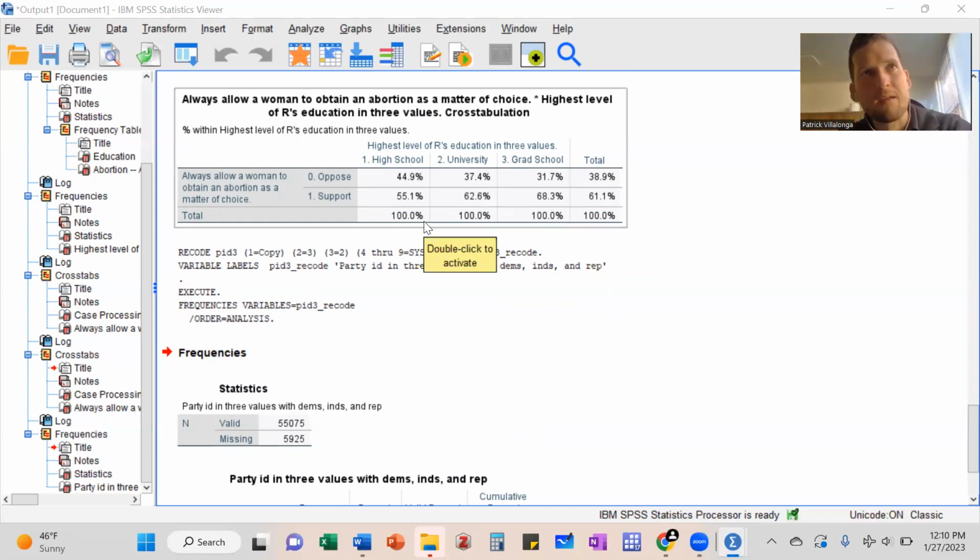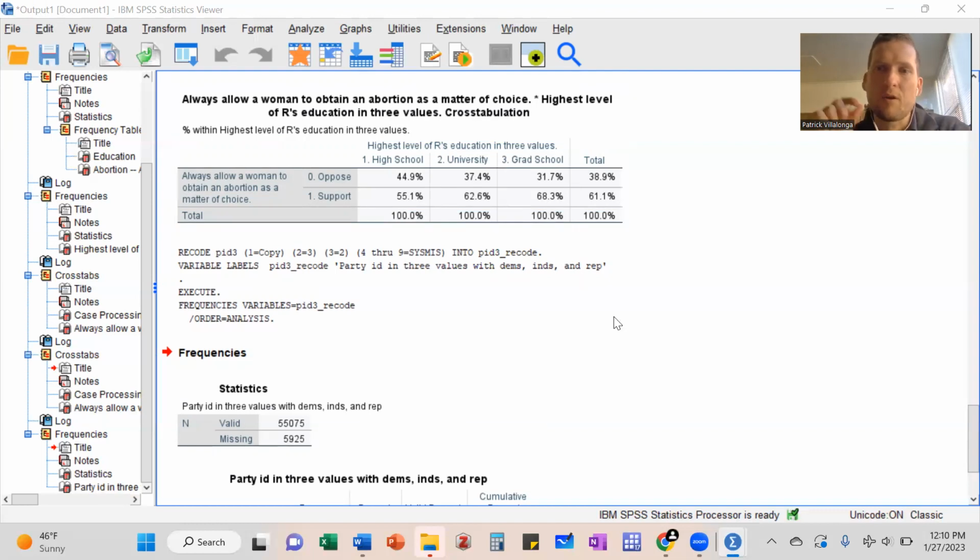Now, we might think, okay, but we also know that as people become more educated, that's usually associated with being more liberal, or identifying as a Democrat. So we might want to know, does this relationship exist regardless of the party that people identify with? Does education make Democrats, independents, and Republicans more supportive of abortion rights? Okay.